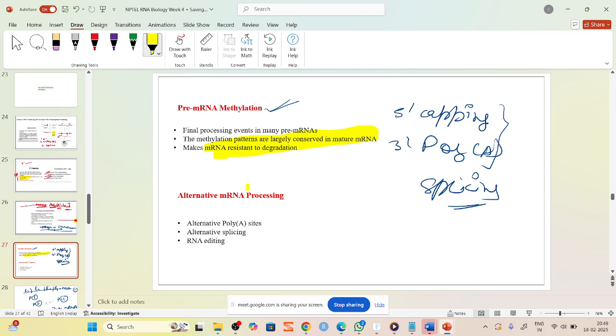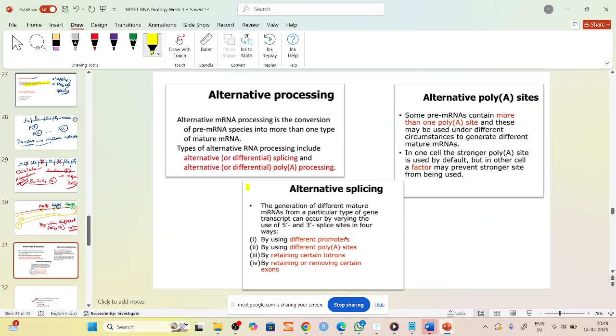Then we talked about alternative mRNA processing. Now, what is the meaning of alternative mRNA processing? It means that the same primary transcript which has been synthesized can give rise to more than one kind of mature mRNA. How can it happen? It can happen through alternative splicing, taking alternative promoter sequences, or taking alternative poly A sites.